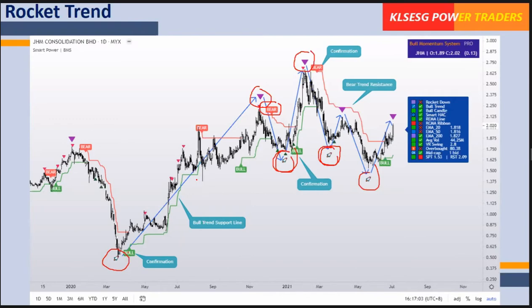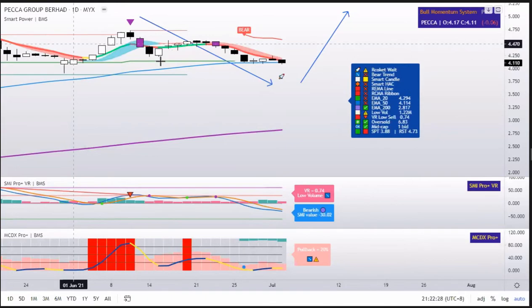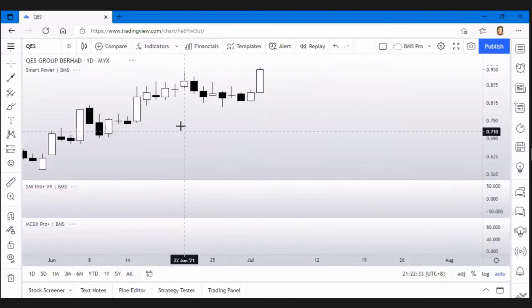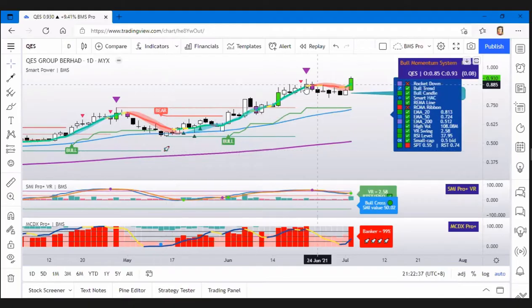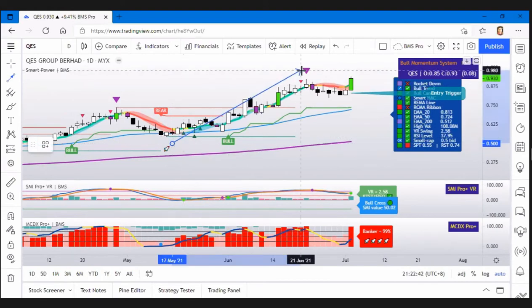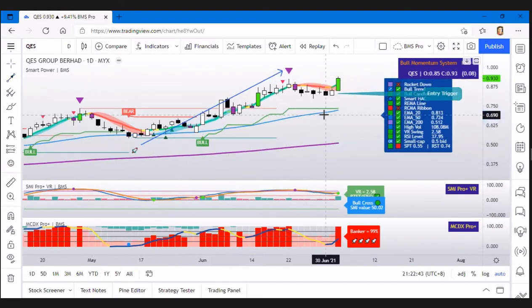Janet asks, how to interpret QES? A purple triangle, but then no bear, then the price goes down and goes up. Okay, QES is like this, a different thing. Let's move to this stock, QES. This QES, at one look we can see it's on an uptrend. There's a rocket here. The price moves up, and then there's a purple triangle.